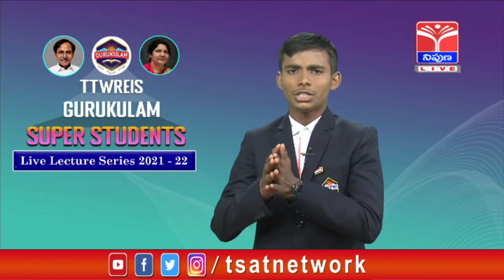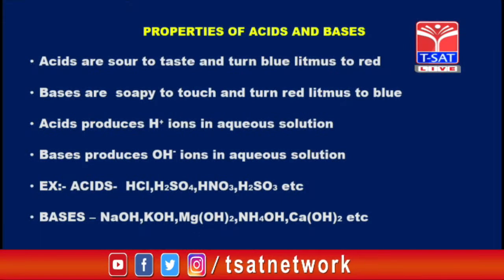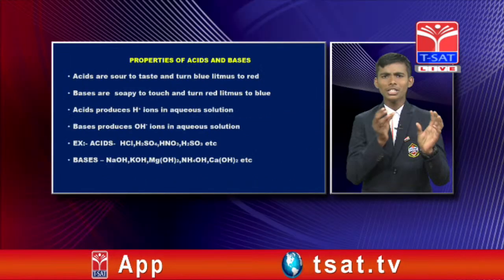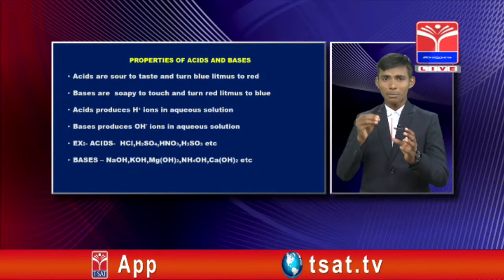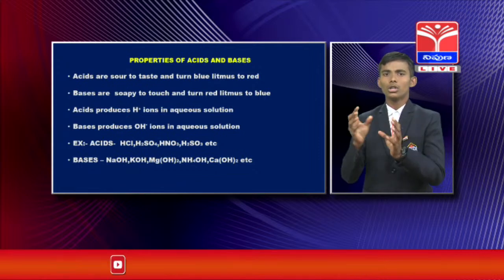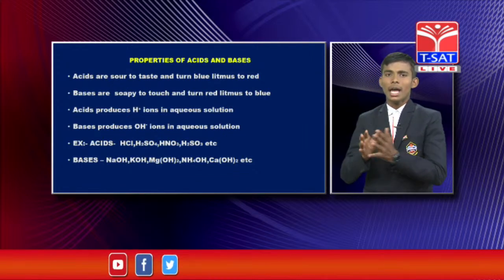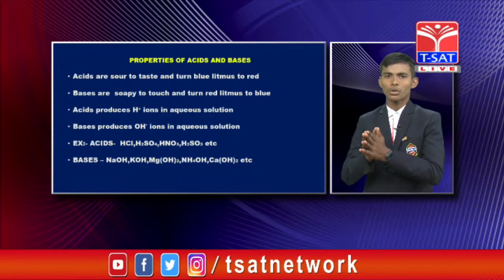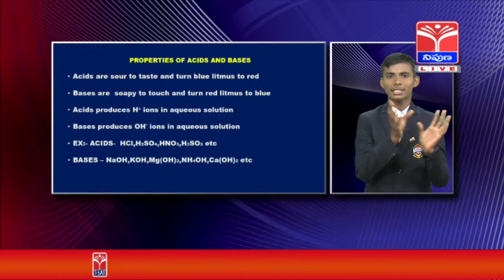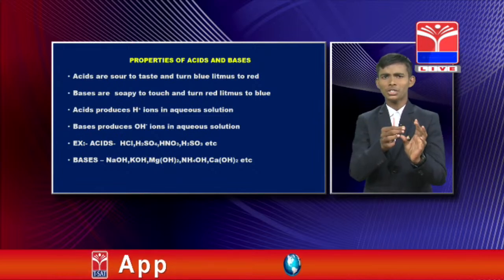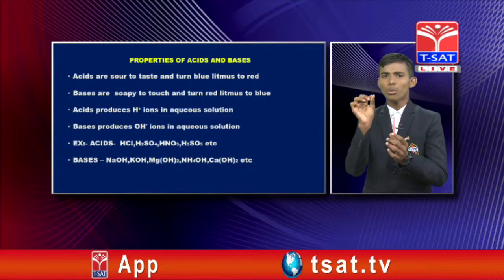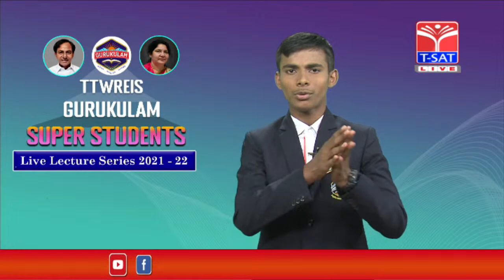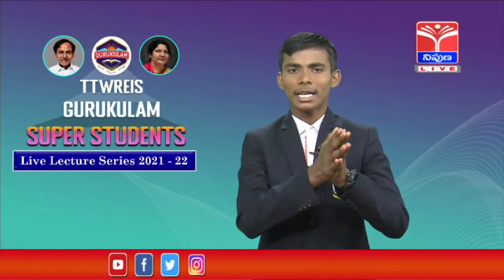Acids are sour to taste and acid turns blue litmus to red. For example, lemon is sour to taste, and if we test it with litmus paper, it turns from blue to red. So it is an example of an acid. And bases are soapy to touch and bases turn red litmus to blue. For example, I told you that domestic cleaners are basic in nature. If we touch them, we observe that they are soapy to touch, and if we test them with litmus paper, it turns red litmus to blue. This is about acids and bases.